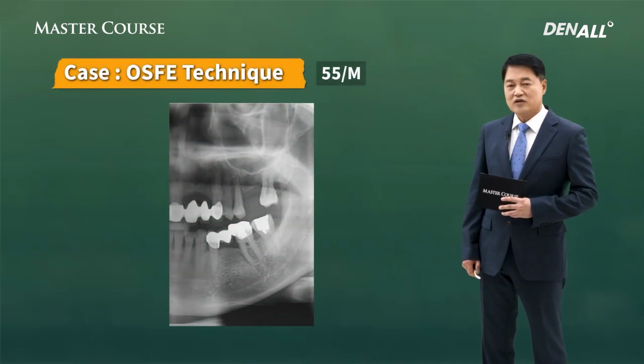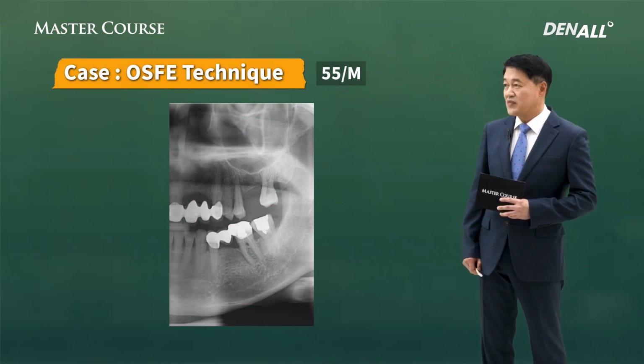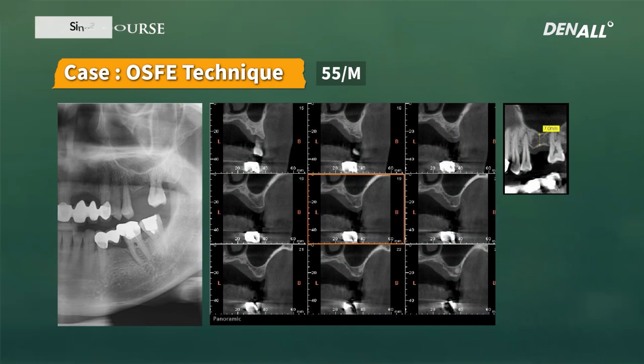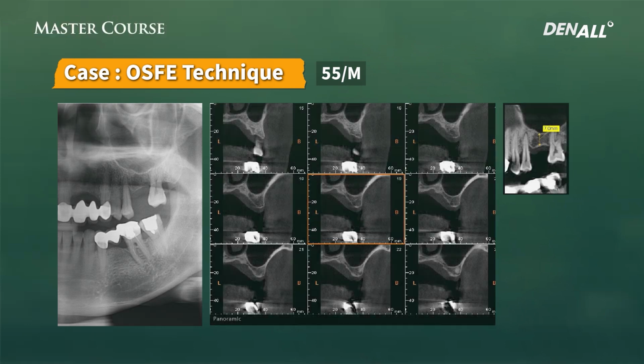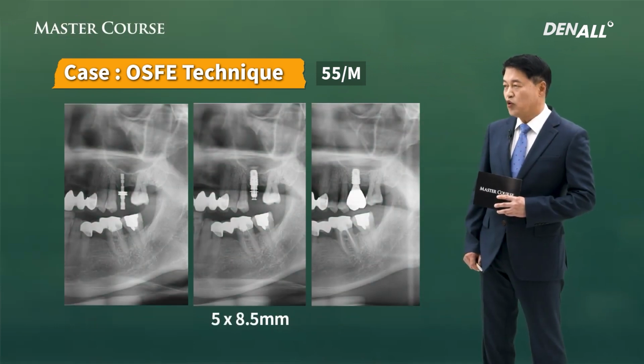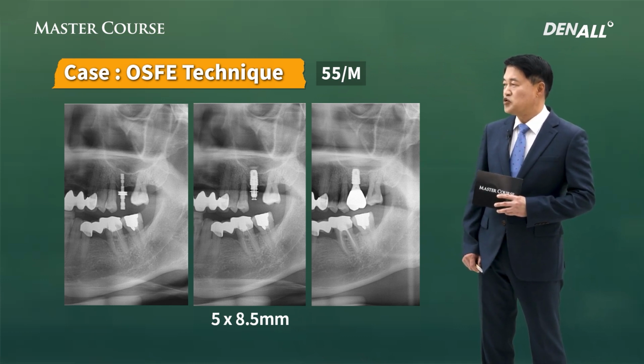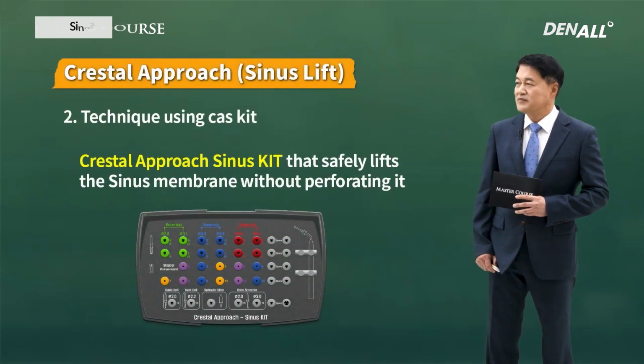Without bone graft, using osteotome, sinus lift was done in this case. 55 years old male patient, and if you look at the CT, the residual bone is approximately 7 millimeter. The sinus floor was lifted by 1 to 2 millimeter, and I planned to place an 8.5 millimeter implant. The direction was checked, osteotome was used, sinus was lifted, and a 5 by 8.5 millimeter implant was placed. The initial stability was good, so the prosthesis was delivered.